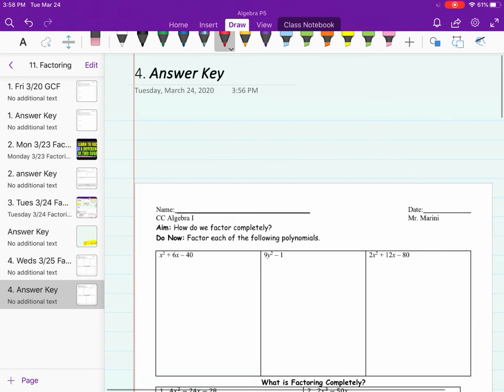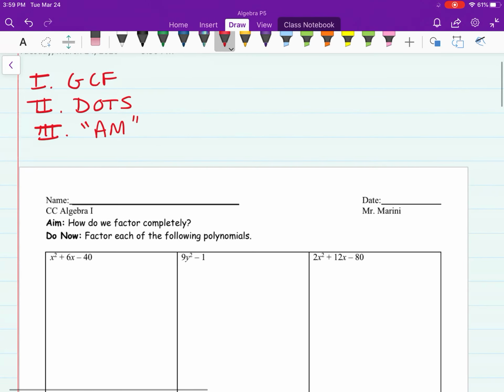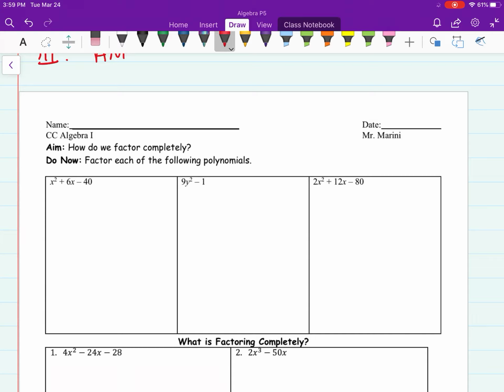So we've already learned three methods of factoring. The first one from last Friday, called Greatest Common Factor, or GCF. The second way, difference of two perfect squares, or DOTS. And then the third way, from Tuesday, factoring trinomials, or the AM method. So in this do now, we'll see that I have one of each.